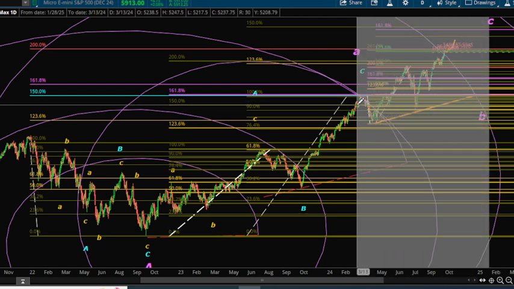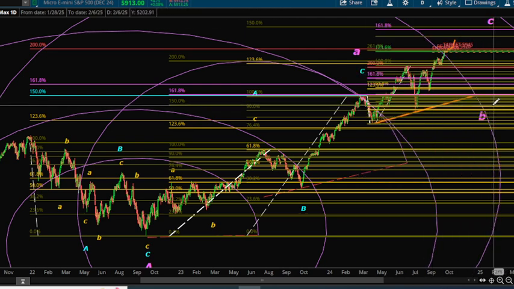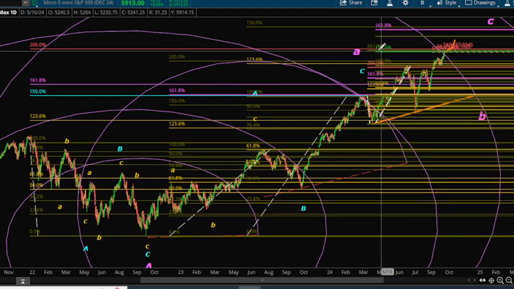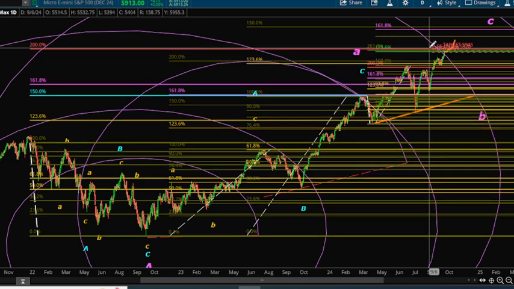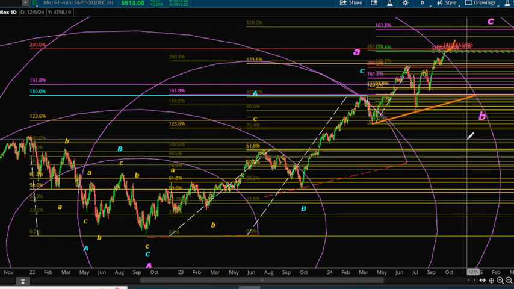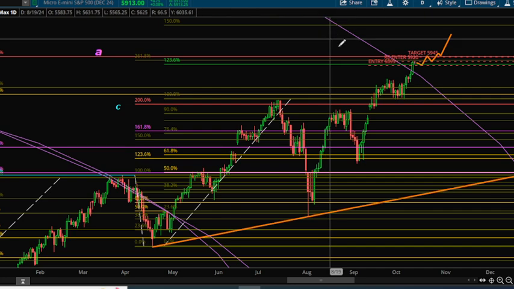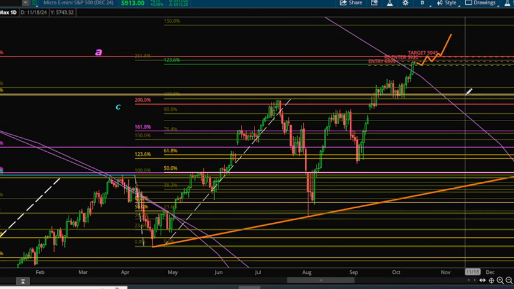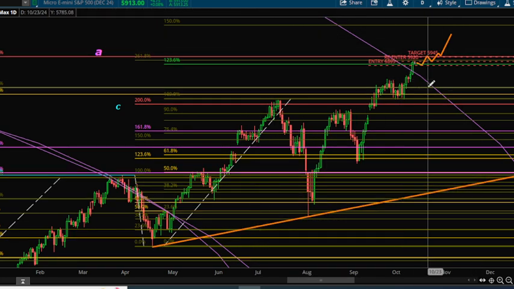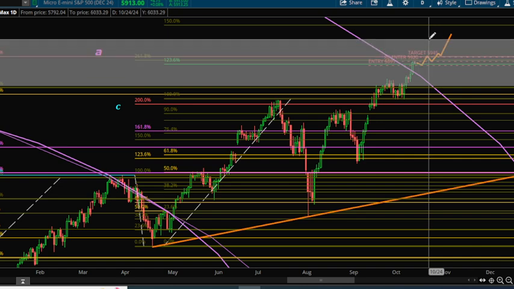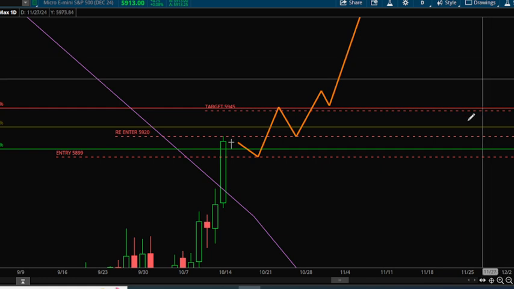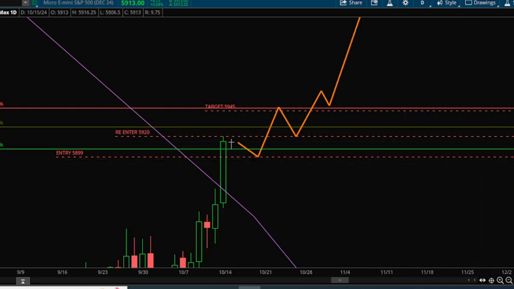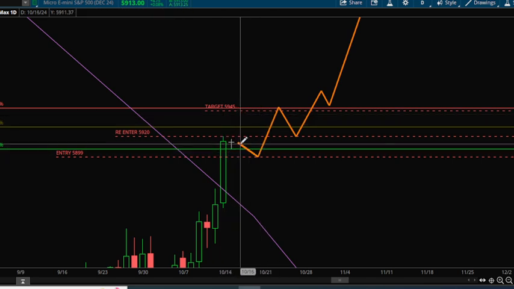Okay, so now we're going to zoom in. Oh, one more thing. Notice the 123, 261, and the 200. They all overlap too. And that's where we're at about right now. So that's why I want to zoom in. These three here. Okay. So this is kind of the moment of truth. This whole area right here.